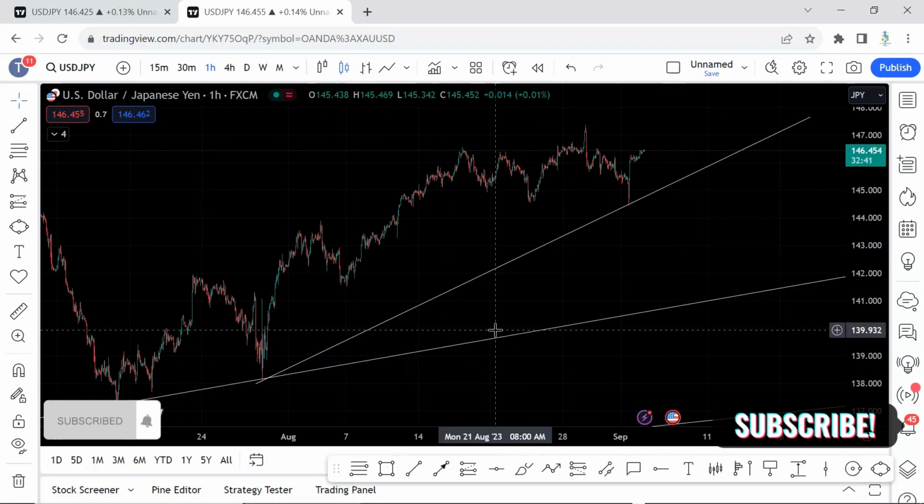I look for chart patterns, maybe candlestick rejection, bullish engulfing, double bottom and double top. They work perfectly on USD JPY because I trade USD JPY alone. I don't trade any other pair.